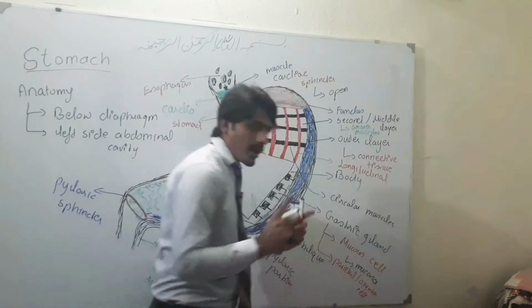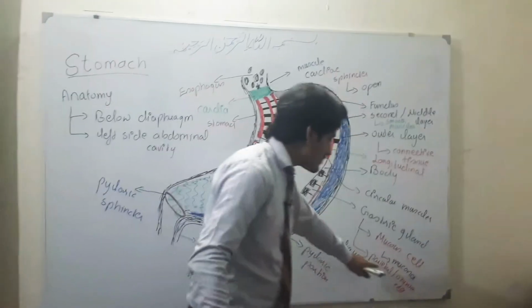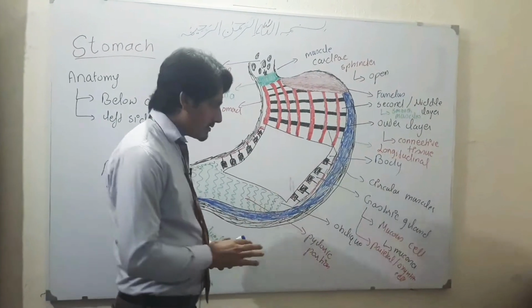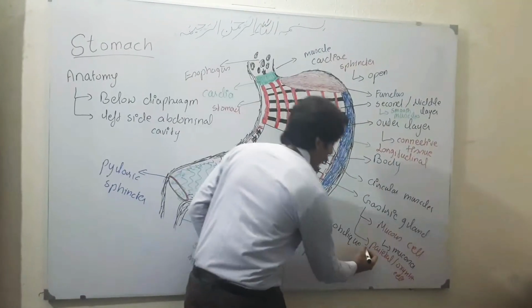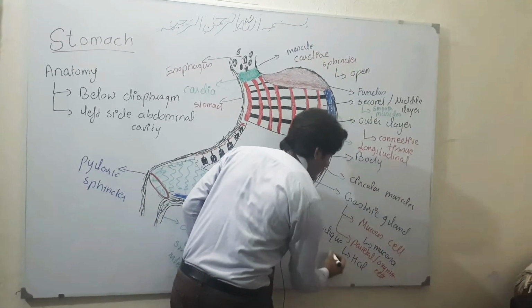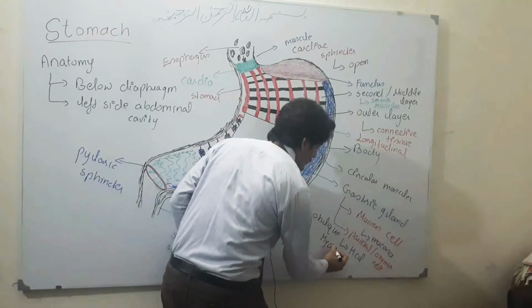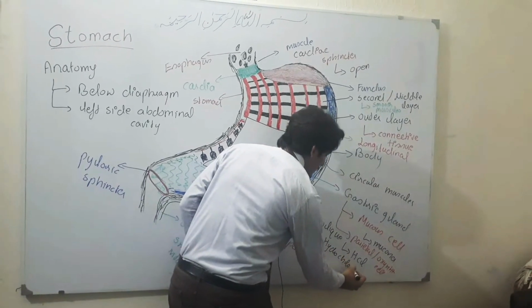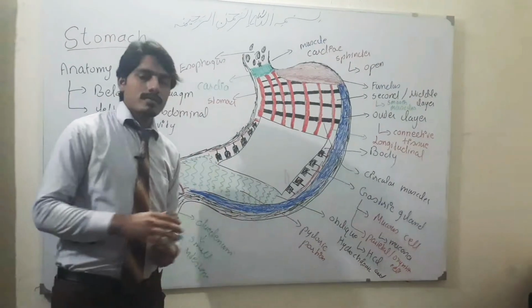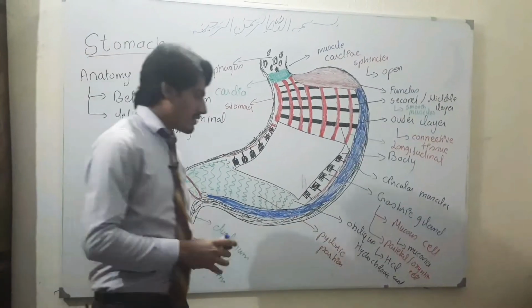Okay, the second cell is the parietal or oxyntic cell. So what does the parietal or oxyntic cell secrete? It secretes an acid which is called hydrochloric acid.